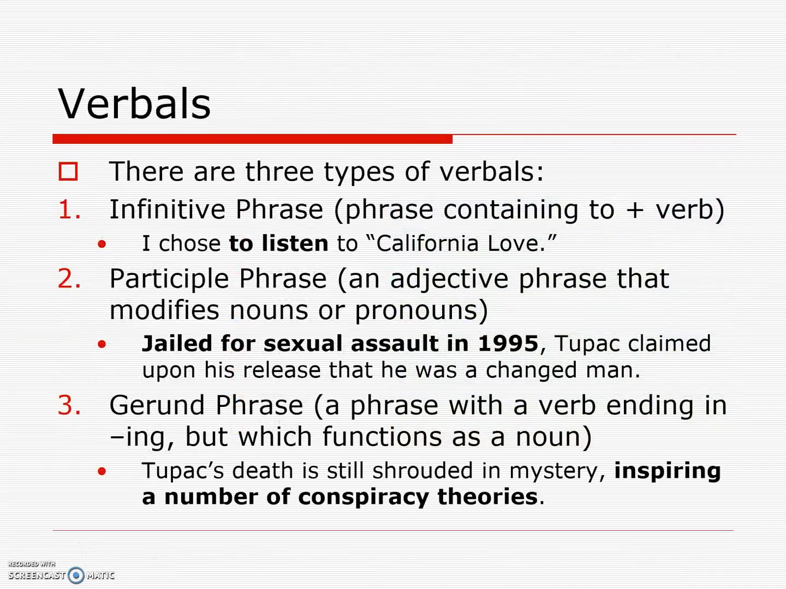Along with that, there are also errors that occasionally occur when students misunderstand the use of verbals. There are three types of verbals. It's a part of speech. One is an infinitive, and an infinitive phrase contains the word to plus a verb. So in this instance, I chose to listen to California Love. Or a participle phrase, which is simply an adjective phrase that modifies or describes a noun or pronoun in the main clause. And then finally, the trickiest of all perhaps, the gerund phrase, which looks like a verb, as most verbals do. It ends in ing, but it's actually functioning or working in the sentence as a noun or a noun phrase.